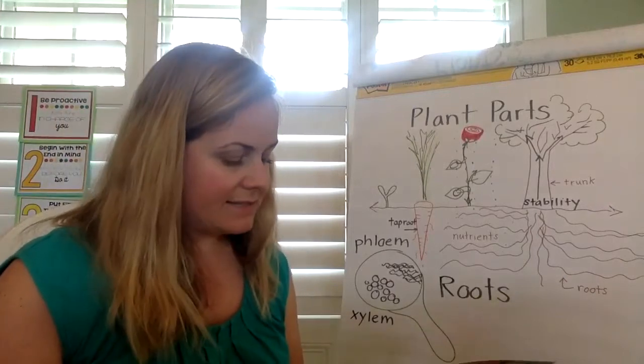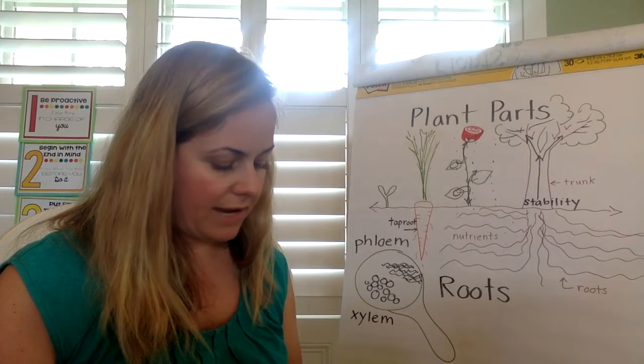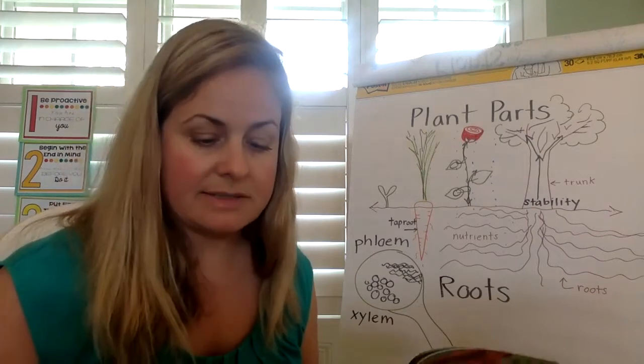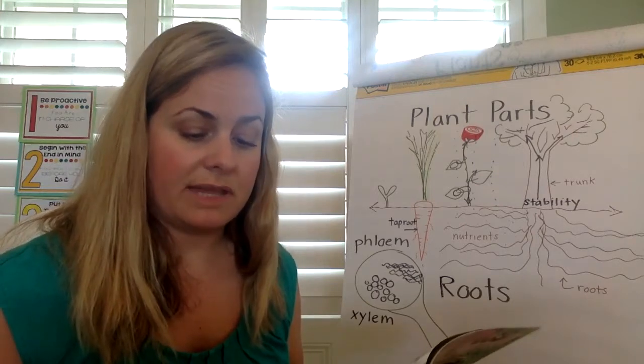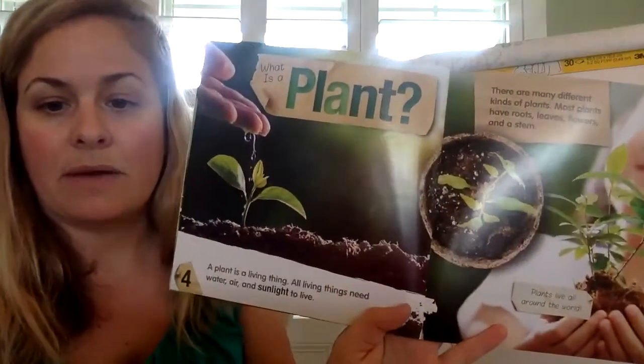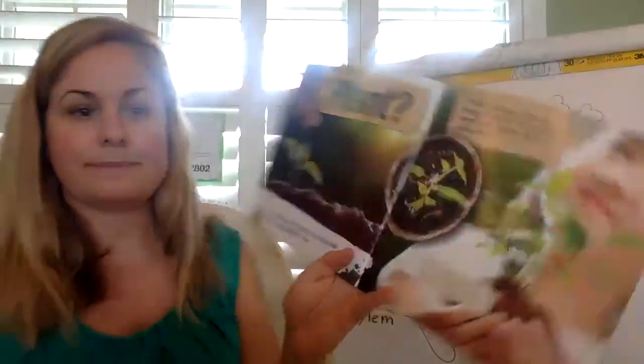What is a plant? A plant is a living thing. All living things need water, air, and sunlight to live. There are many different kinds of plants. Most plants have roots, leaves, flowers, and a stem. And we know that plants live all around the world.